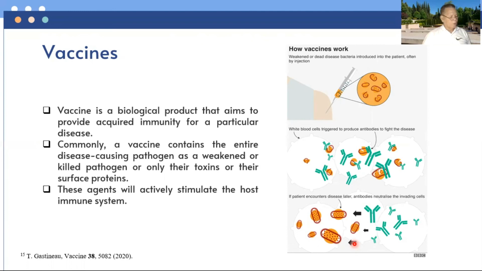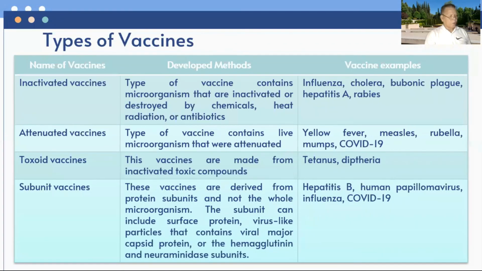Several types of vaccine with their development method and some examples of vaccines we can see in this table. This one, inactivated vaccine. It can be used for influenza, cholera, attenuated vaccine, toxin, subunit vaccine.